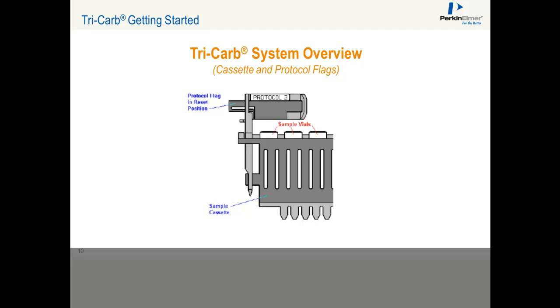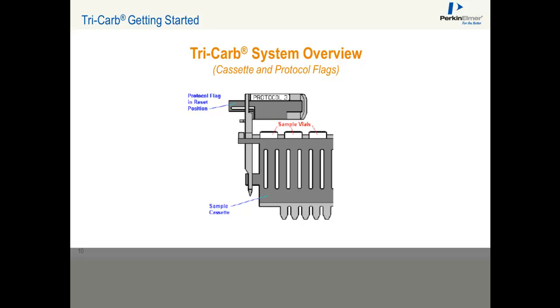A protocol flag, which you attach to the cassette, identifies the assay conditions that you've defined for use with your samples. The individual cassettes are identified by unique numbers, cassette IDs, located at the end of each cassette. The protocol flag and cassette ID are automatically read by the instrument to provide positive sample identification, or PID, when using work lists. Protocol flags are numbered plastic devices that contain an encoded reflective metal strip that the instrument uses to identify the appropriate assay counting parameters for a set of samples.